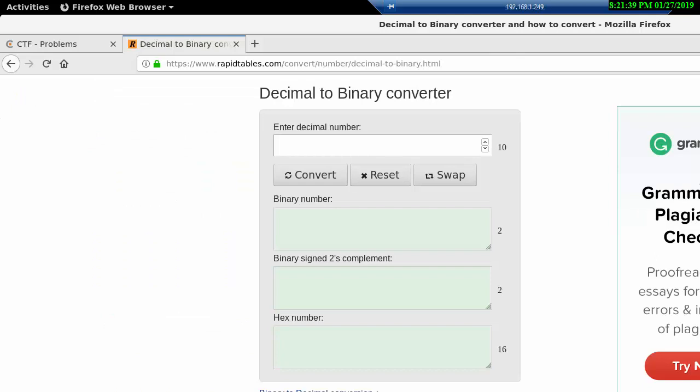The number was 27, and that's for decimal, and we are going to convert it to binary. So the answer we are going to submit is 11011. Let's try that.